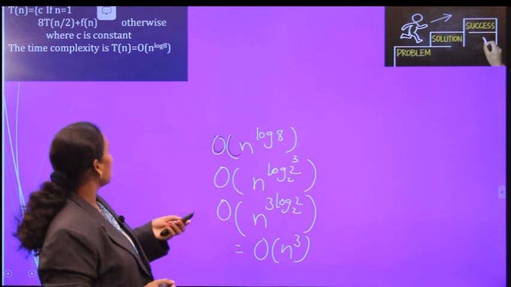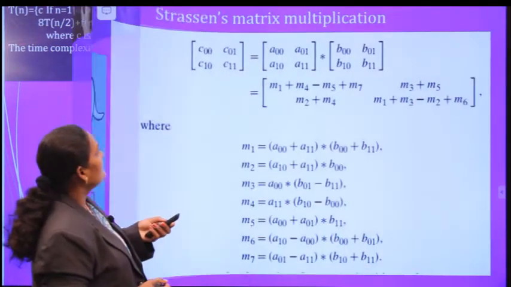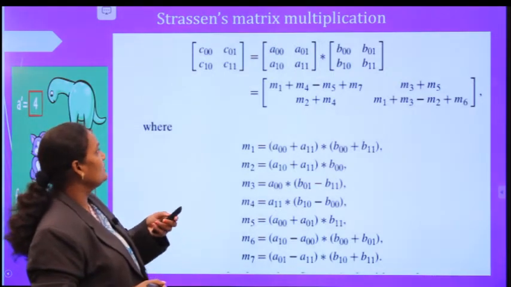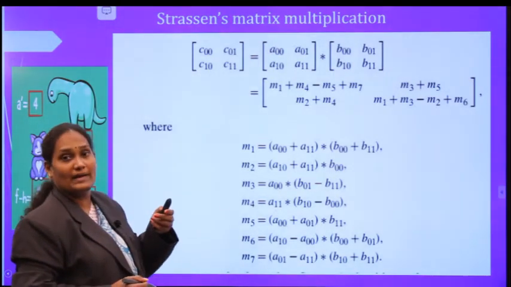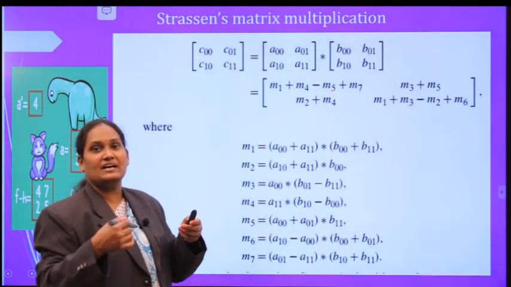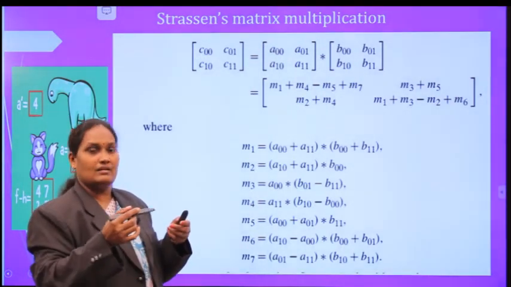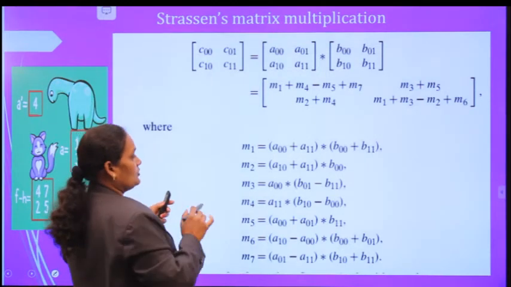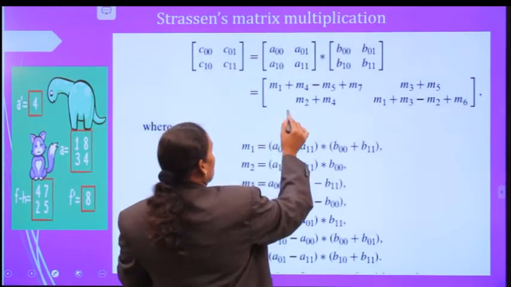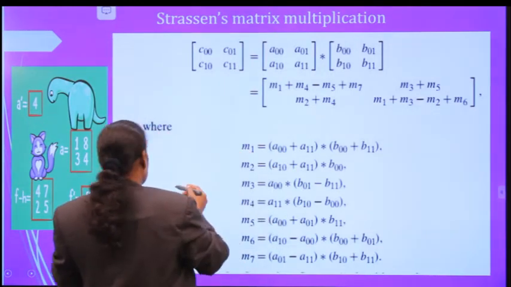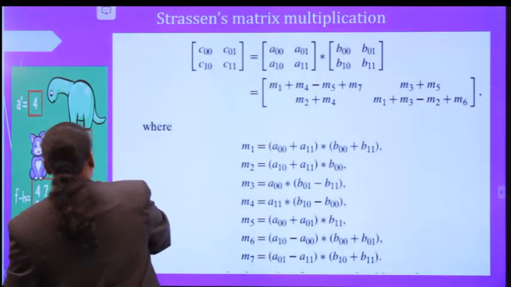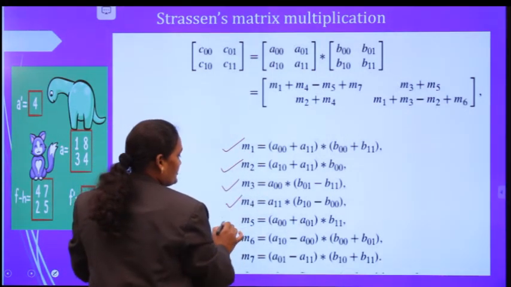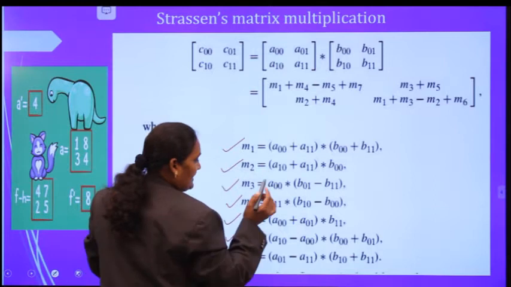Now what about Strassen's matrix multiplication? Let us see Strassen's matrix multiplication. Now here, how does Strassen do the multiplication of two 2 by 2 matrices? For conveniently explaining, here we take 2 by 2 matrices only, and the two 2 by 2 matrices can be multiplied like this. Now here we are going to first find the values of M1, M2, M3, M4, M5, M6 and M7.